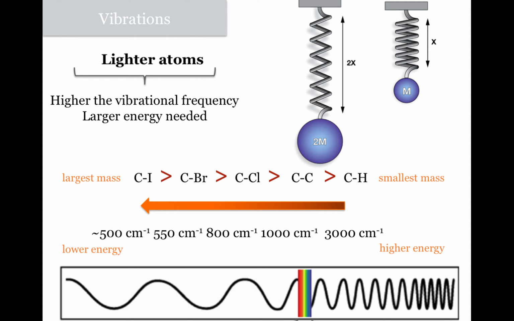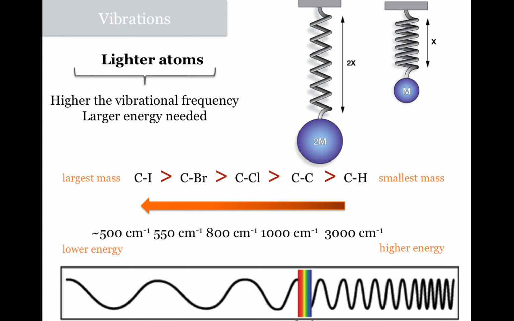So let's check their wave numbers. Carbon-hydrogen stretching is going to show up around 3,000 wave number because it's high energy. The carbon-iodine bond, because of its big mass, is going to be low energy, and it will have a very low, like 500 wave number, absorption in the IR spectrum.